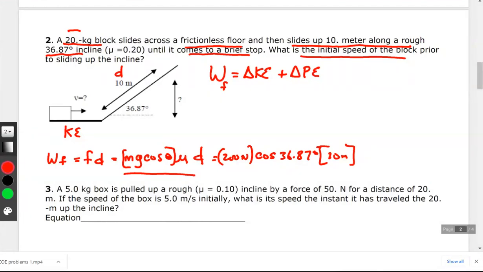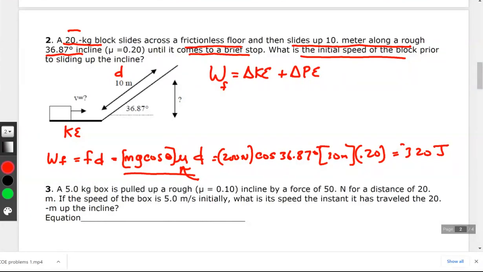Okay, what I realized I left out is my mu. Let's put that mu in there. Mu is 0.20. Let's stick it at the end where it doesn't really belong, but I left it out. You see the mu is over here. So let's do the calculations. So the work done by friction is negative, of course, because it's working in the opposite direction of the displacement.